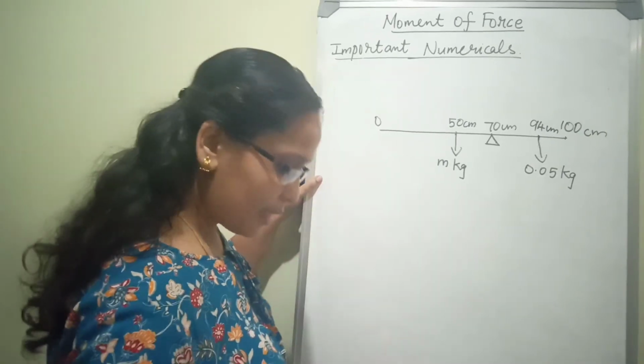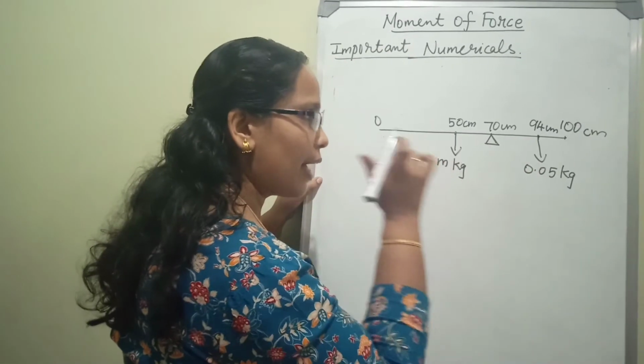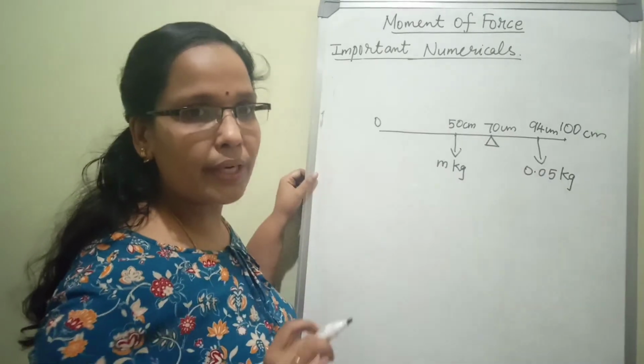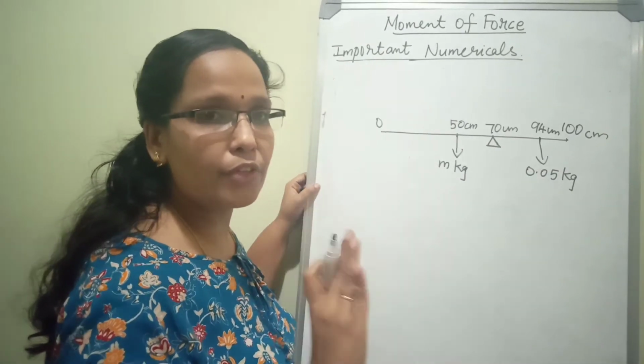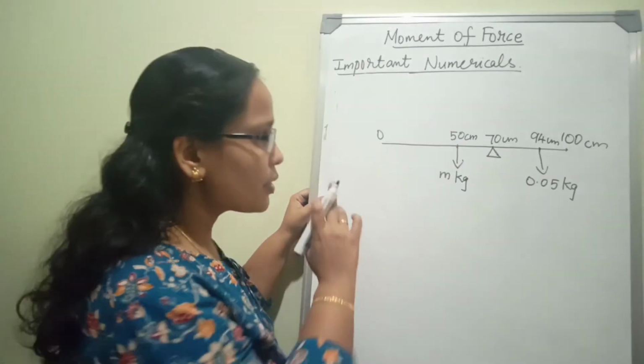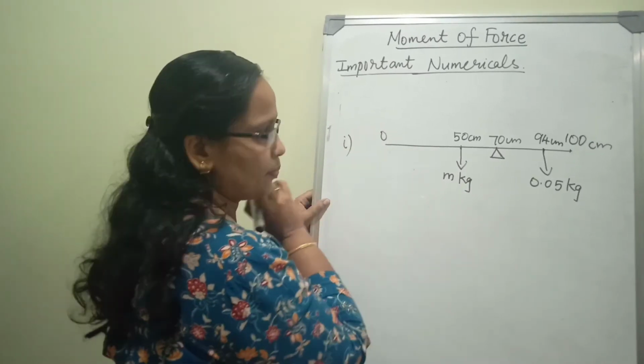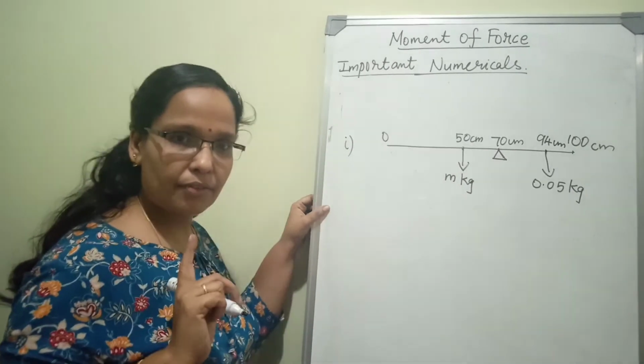Okay, so whatever is given we have to mark, and at the center we have to consider the mass of the meter scale, or the weight of the meter scale. So this is our first part, the diagram. For this diagram we will get 1 mark.